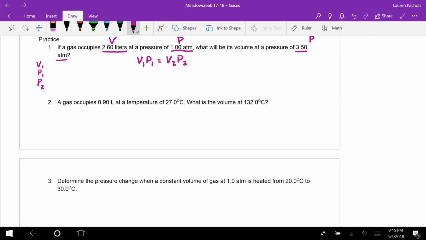So my second volume is what I'm going to be looking for. But I know that this 2.60 liters is my first volume because it's the first one mentioned in the problem. That's how I like to decide on it. And then here it says that this volume is at a pressure, and so that means that these two things are connected. And if they're connected and this is V1, then 1.00 atmospheres has to be P1, and 3.50 must be P2 because that's what it changes to.